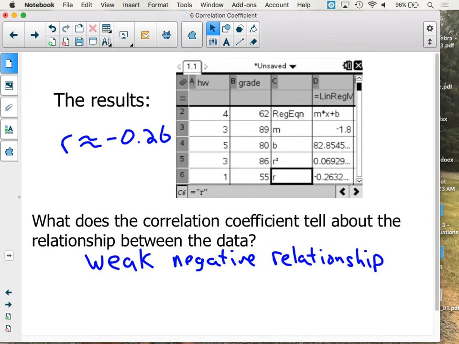So at the end of this lesson, you should be able to use your calculator to determine the R value, the correlation coefficient, and then use it to tell whether it's a strong relationship or a weak relationship. And even identify the R value or an approximate R value from a scatter plot, knowing that if it's a strong relationship, the stronger it gets, the more linear the data will become.